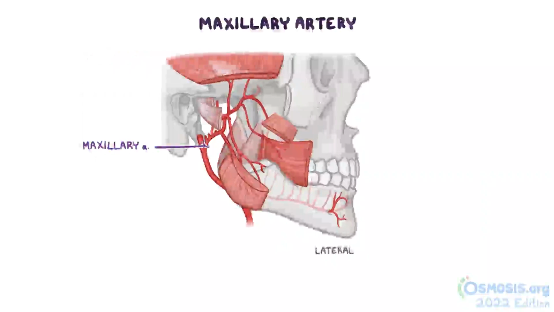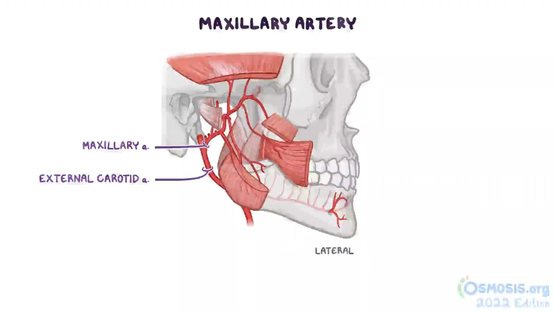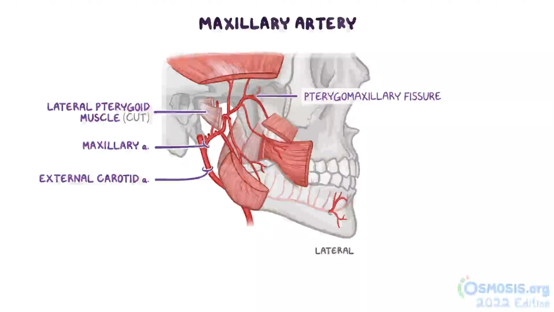This artery branches off from the external carotid artery, posterior to the neck of the mandible. Then it courses either deep to or on the superficial surface of the lateral pterygoid muscle, until it reaches the pterygomaxillary fissure. From here onward, the maxillary artery continues as the sphenopalatine artery.